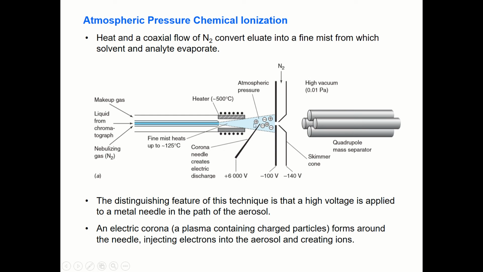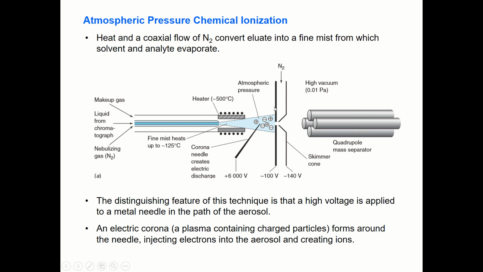This is like other ionization techniques, but the difference is that here you need this needle right after this part, and then you apply a very high potential, 6,000 volts. It creates a corona discharge, and here your samples are ionized. There are cations and anions, and now it enters this quadrupole mass spectrometer.